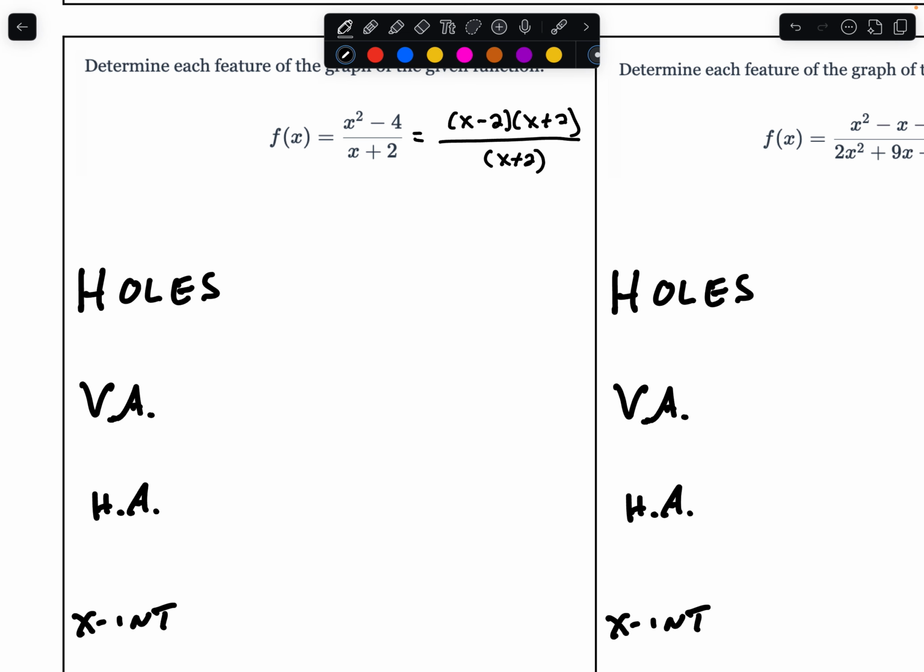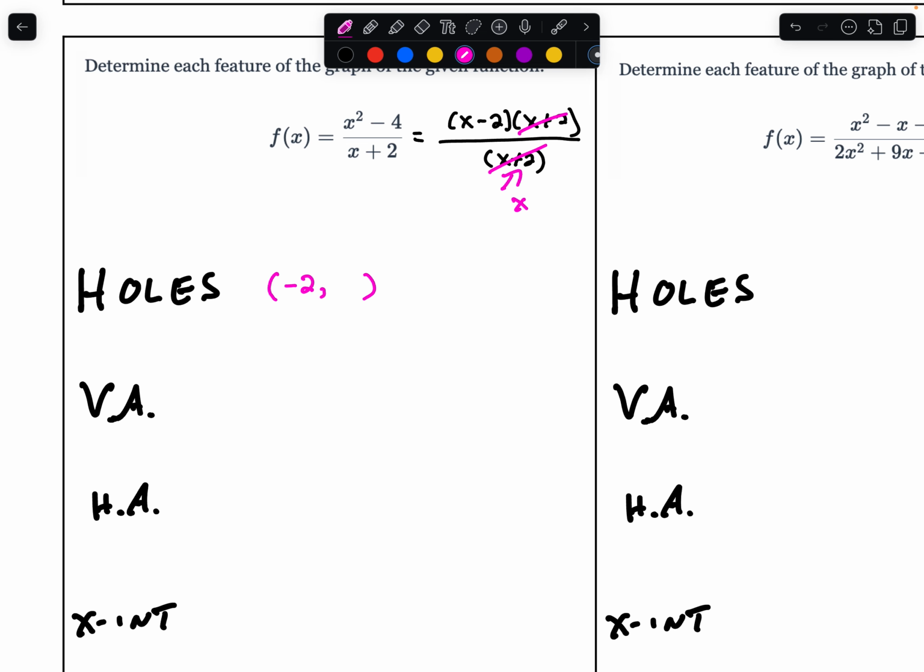Right away, the first thing that we notice is that x plus 2 and x plus 2 disappear. It's like a ghost. So what does that look like on a graph? Well, that is going to be a hole. So we're going to have a hole at negative 2 comma some number.